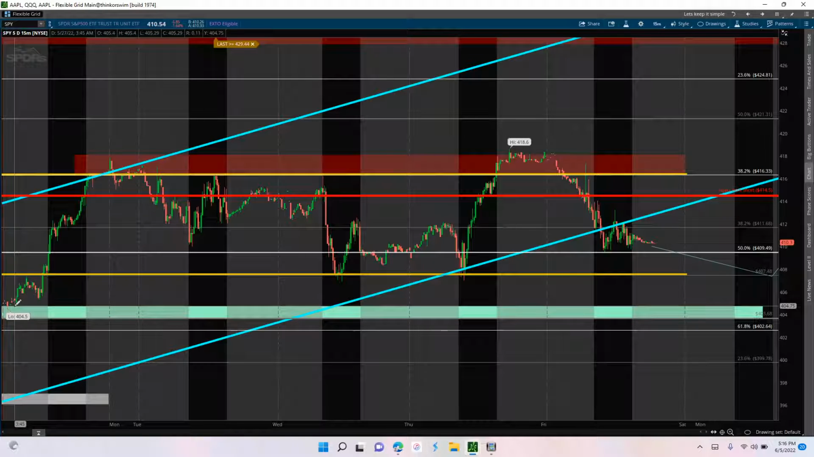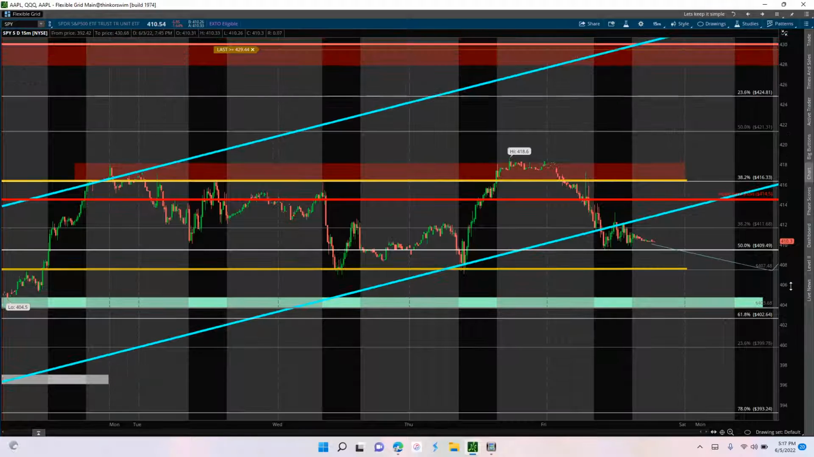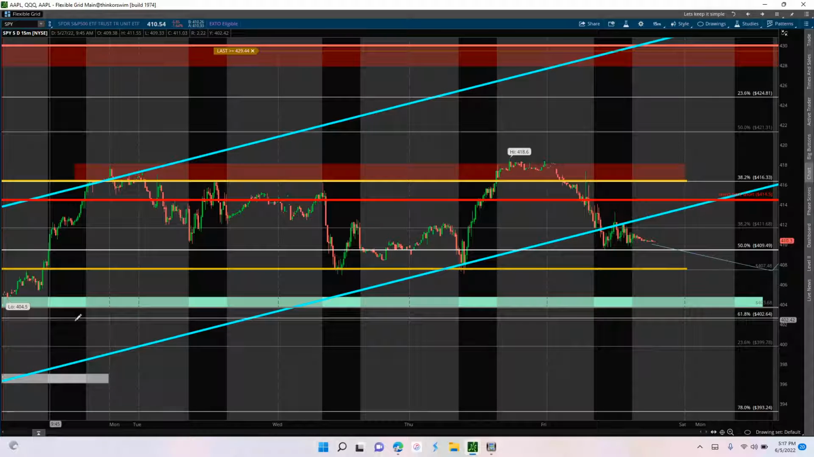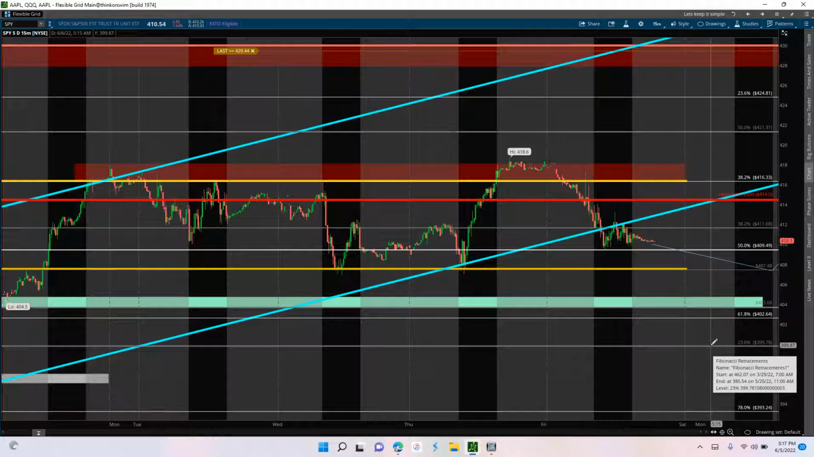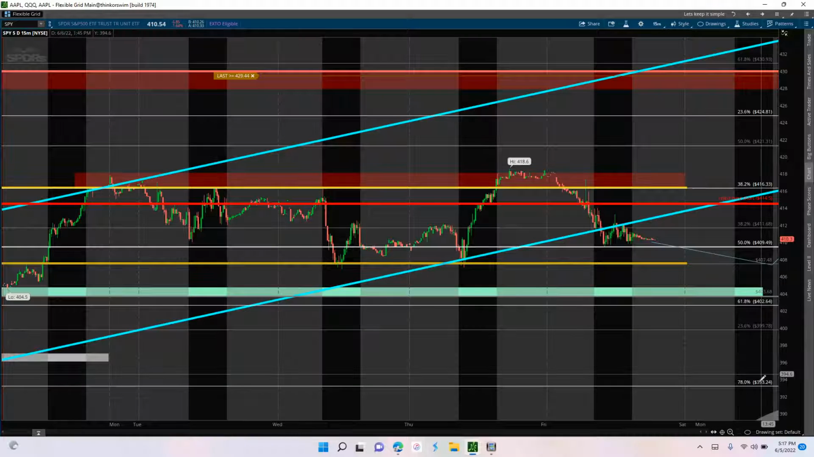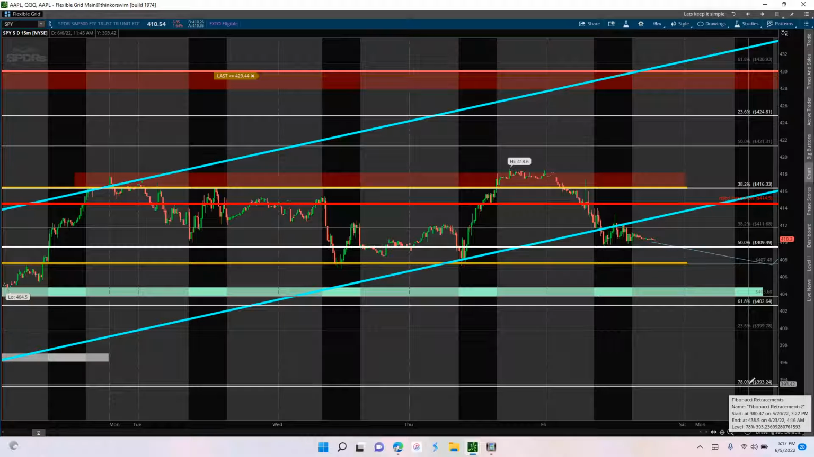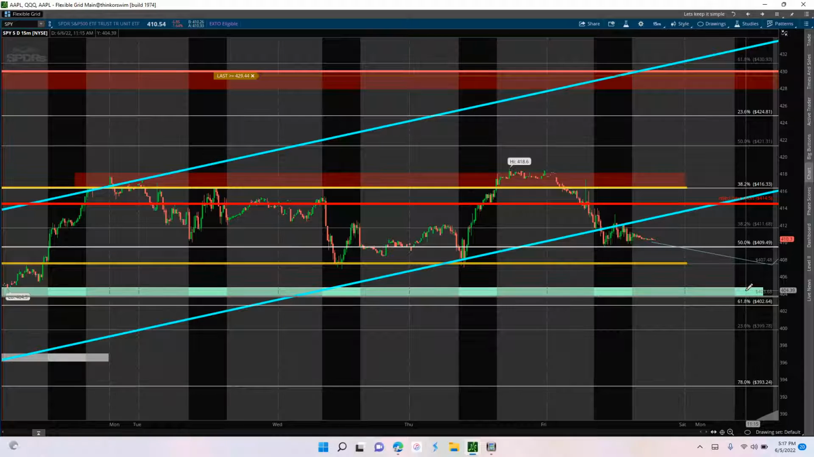Now I have this zone here, which is my next target. If this area cannot hold, 403, if it cannot hold because there's more sellers than buyers, then you have 400 here below. We could even panic drop to 393. So these are the levels to watch for below if we keep rejecting 415.